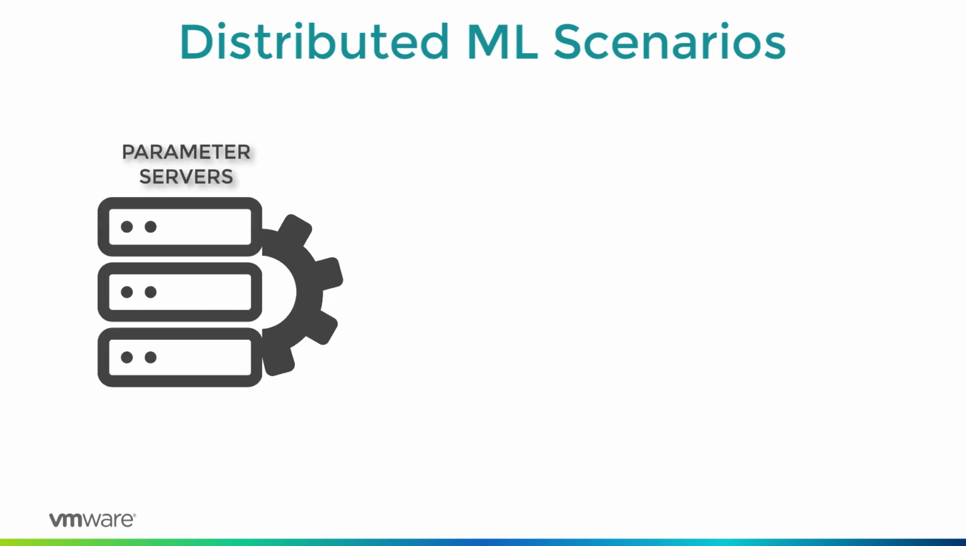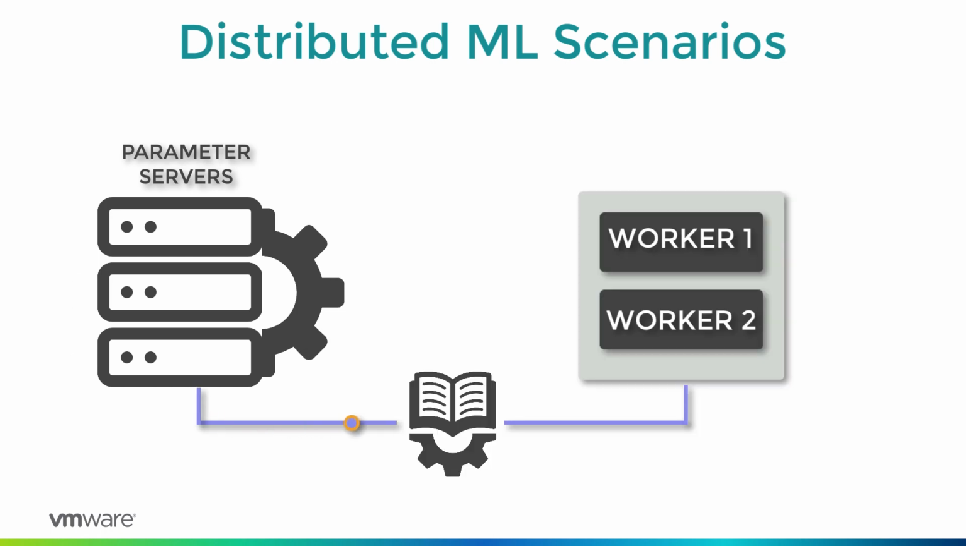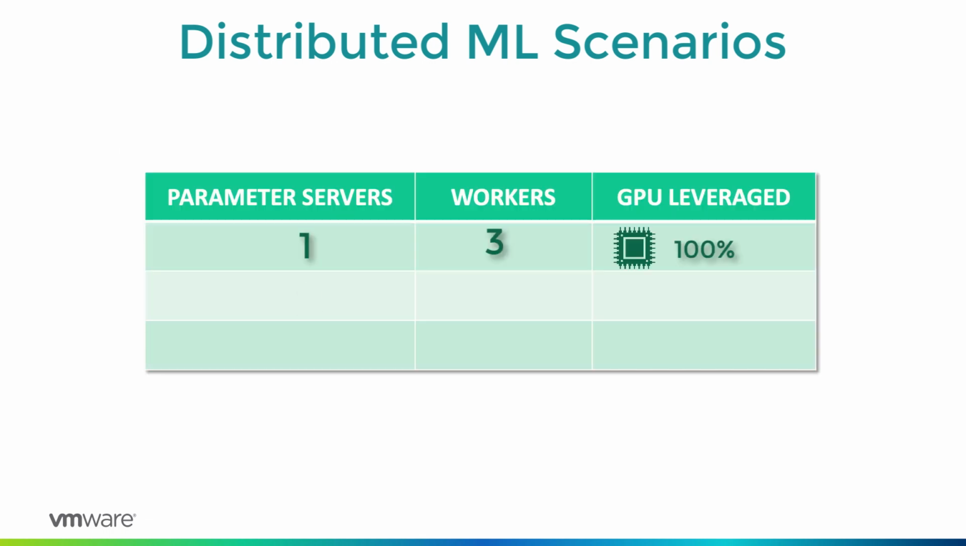Parameter servers: these servers provide a distributed data store for the model parameters, and we use one or more parameter servers. Workers: the workers do the actual work of training the model. We use the following combinations in our solution.